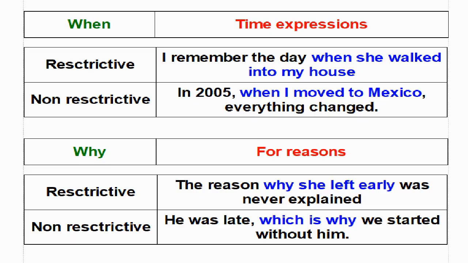Why. Relative clauses using why are typically used to explain reasons, and they follow nouns like reason, explanation, or cause. Restrictive relative clause with why: the reason why she left early was never explained. Why she left early restricts or defines the reason. Non-restrictive relative clause with why: non-restrictive clauses with why are not common. Instead, writers often use a separate sentence, or a clause introduced by which is why, or for which. He was late, which is why we started without him.